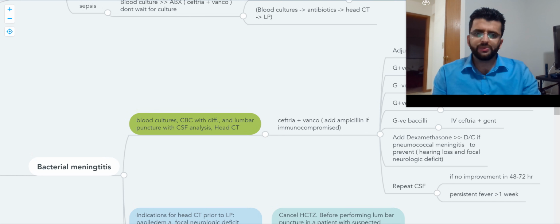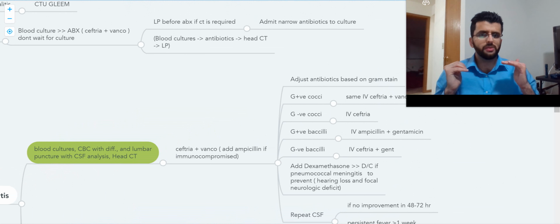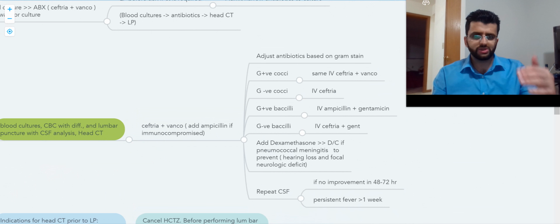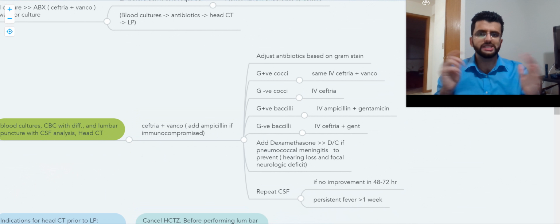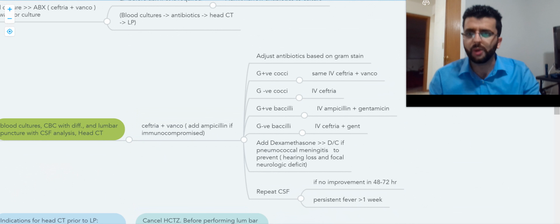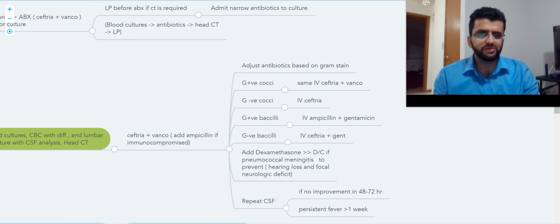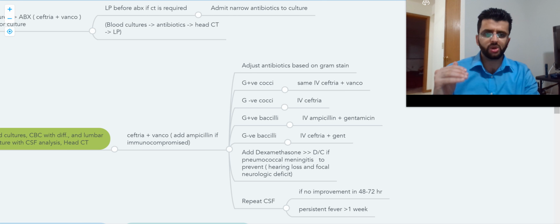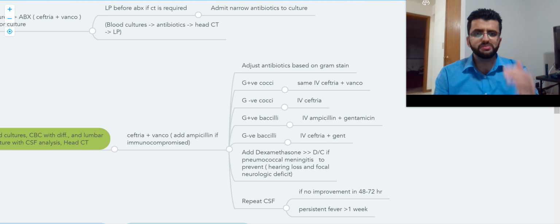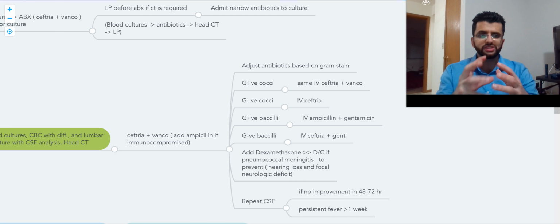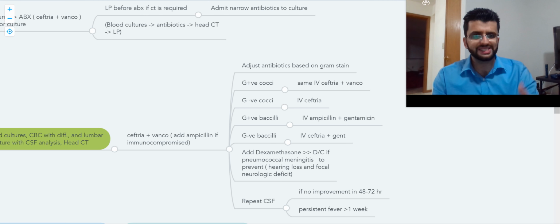Okay, so now the medication: how do we narrow based on the lumbar puncture results? Initially we add ceftriaxone and vancomycin, we shoot blindly. We add ampicillin if he's immunocompromised. Okay, we adjust antibiotics based on the gram stain. If it's a gram positive cocci, IV ceftriaxone plus vancomycin. If it's a gram negative cocci, IV ceftriaxone. If it's a gram positive bacilli, IV ampicillin plus gentamicin. If it's a gram negative bacilli, IV ceftriaxone plus gentamicin, and we add dexamethasone. Okay, and discontinue if not pneumococcal meningitis.